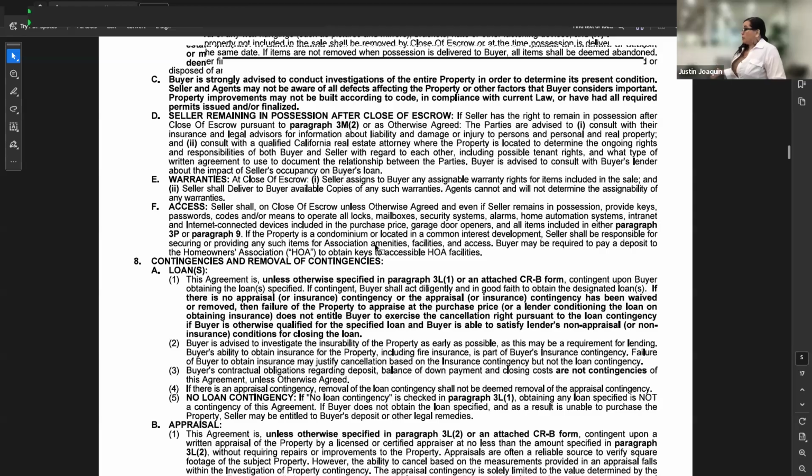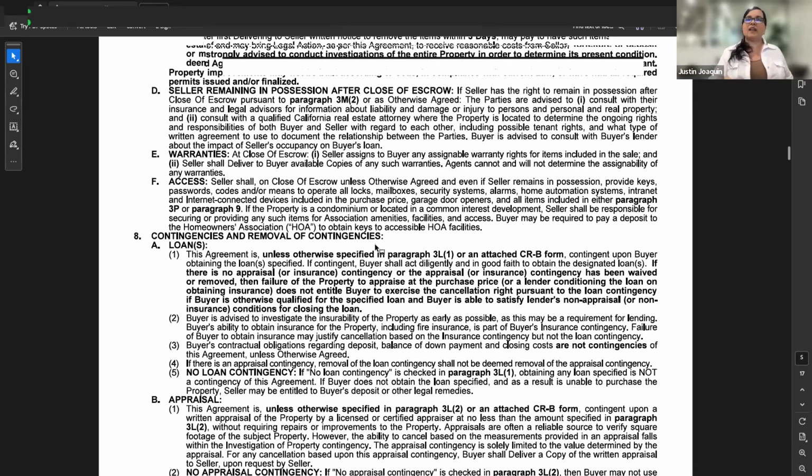Right, so buyer, you're buying the house as is, the way you see it, in its present condition as of the date of acceptance, but you are encouraged to investigate all aspects. We talk about that in the next session in paragraph 12. D, seller remaining in possession.